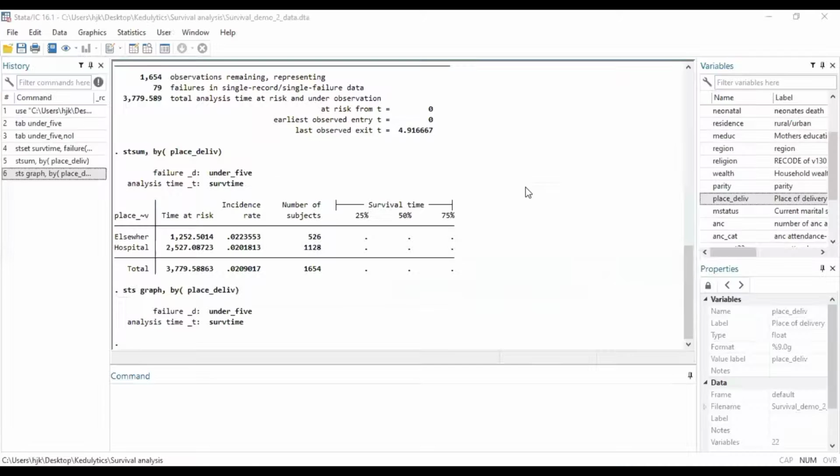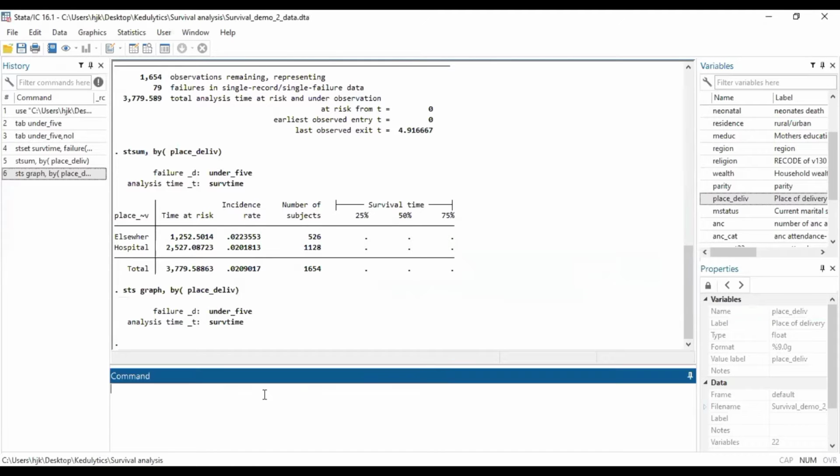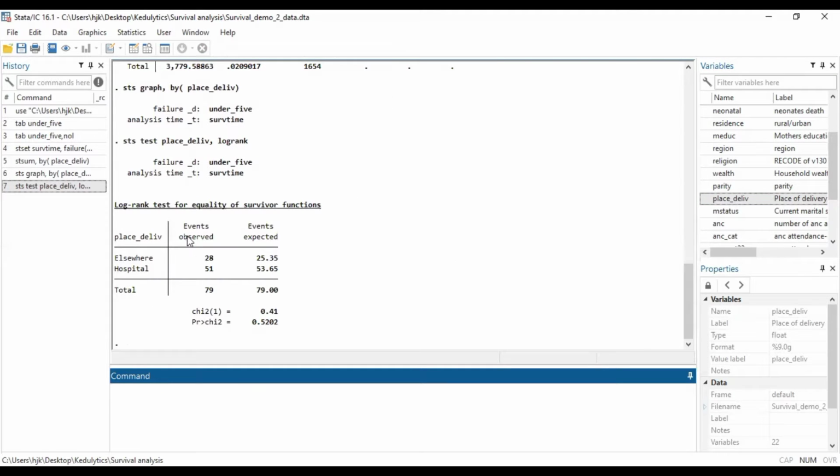Now for us to do a statistical test between these two categories, to know whether we can draw scientific conclusions based on what we are seeing, we need to run a statistical test, or an inferential statistic. To do that, we'll run the logrank test. The logrank test is basically run by this code, then comma, logrank. So basically it gives us the logrank test for equality of survival functions.